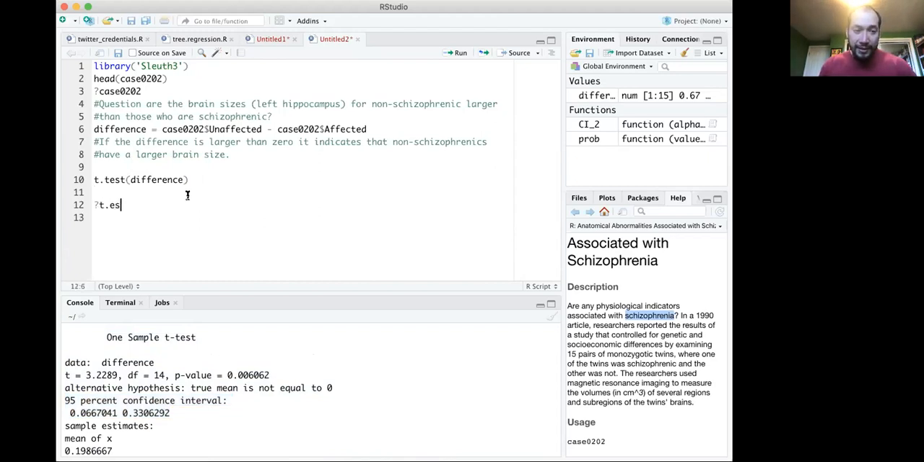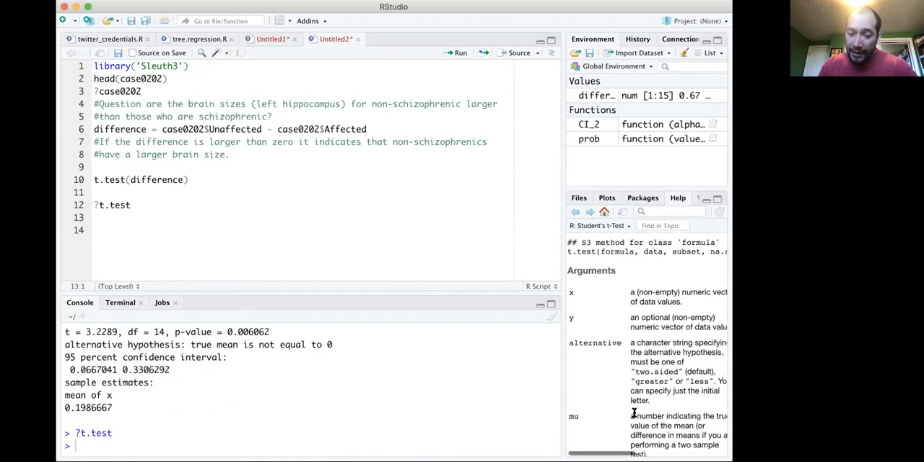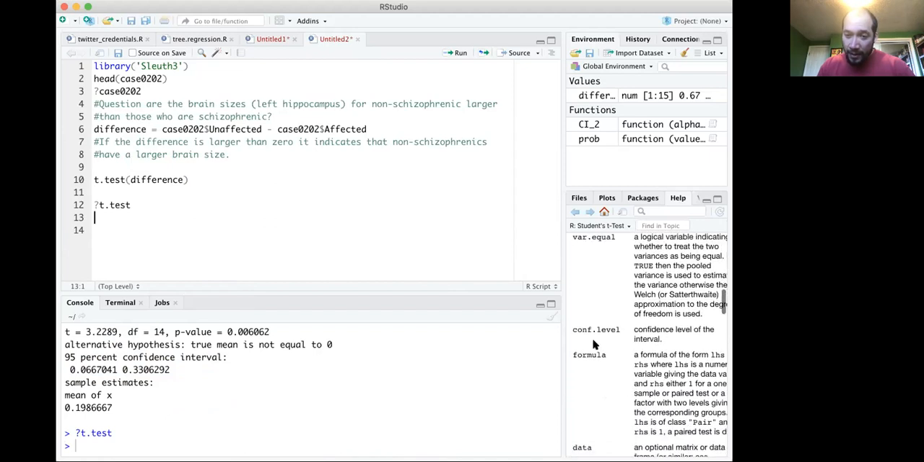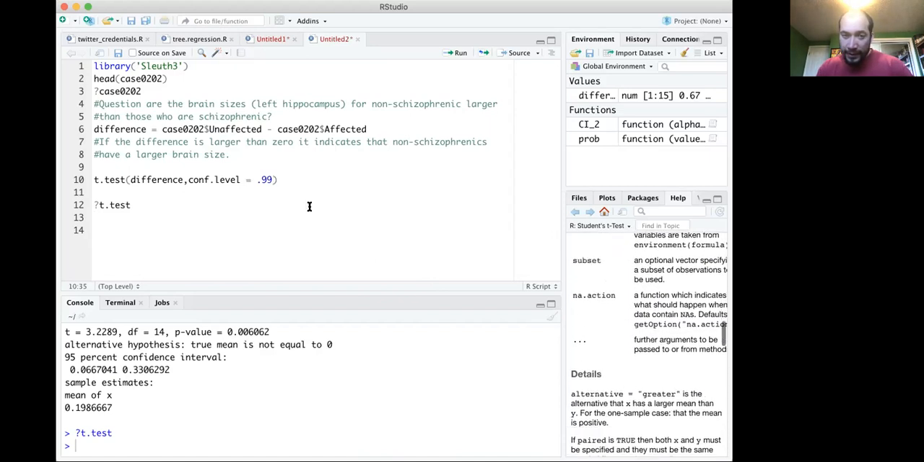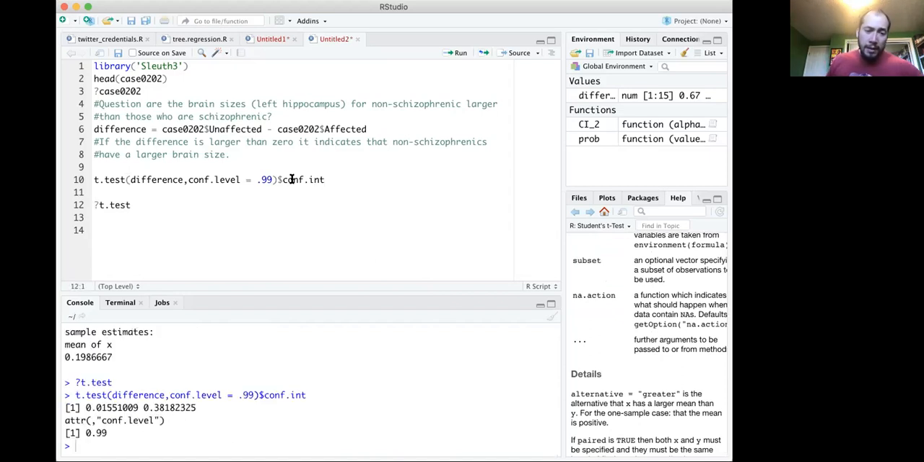If I wanted to try and change this, I can look at the documentation for the t-test, okay? And I can affect the confidence level here. So if I want to specify a specific confidence level, I could do like 0.99. Then I can access that confidence interval just by asking for it right here. So that's the conf.int. So this would be the syntax. You feed in your data, you feed in your confidence level, then I can just get that piece of information for the confidence interval with this $conf.int.